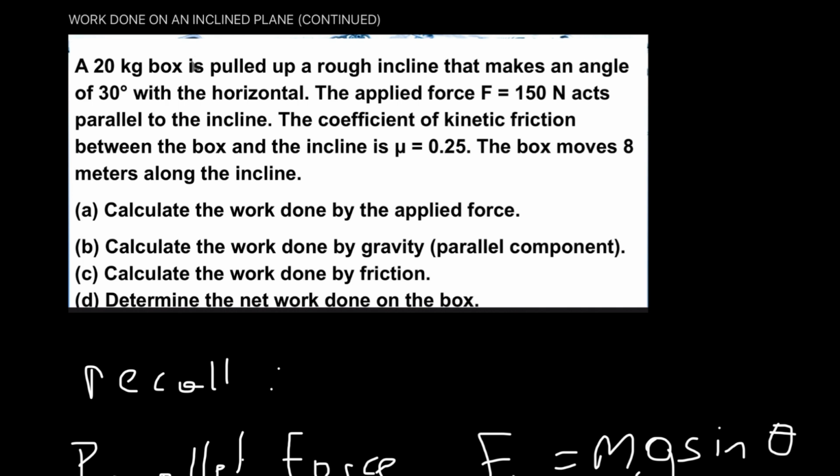A 20 kilogram box is pulled up a rough incline that makes an angle of 30 degrees with the horizontal. The applied force F is equal to 150 newtons and acts parallel to the incline. The coefficient of kinetic friction between the box and the incline is mu equal to 0.25. The box moves 8 meters along the incline.